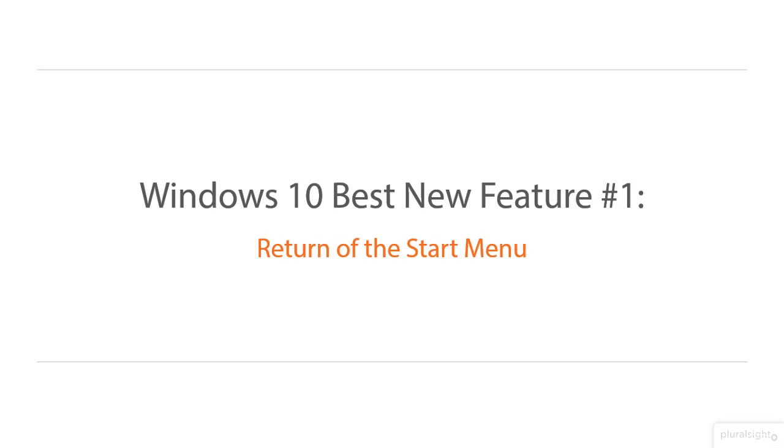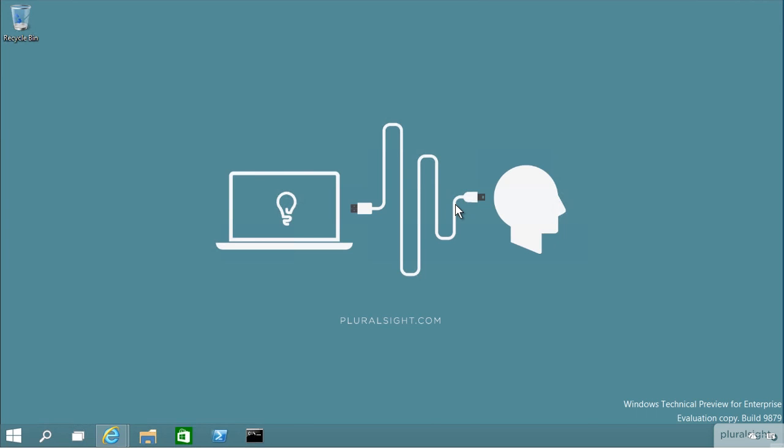Windows 10 Best New Feature 1 is the return of the Start menu. Without doubt, the most obvious new feature in Windows 10 Technical Preview is the return of the Start menu. This was a jarring change in Windows 8 and Windows 8.1 for most users.